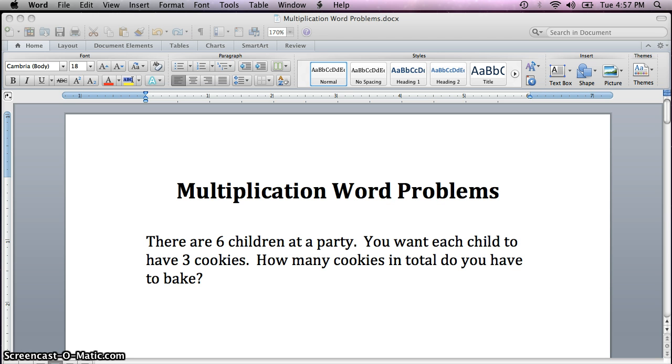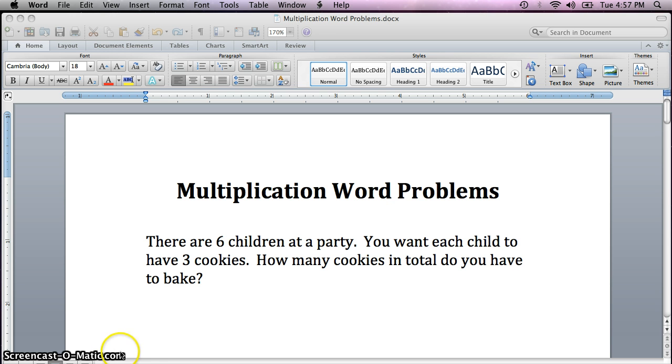Today, we're also going to be looking at keywords and phrases that can help you understand and realize that multiplication is what you're going to need to do. So let's start with this first problem. There are 6 children at a party. You want each child to have 3 cookies. How many cookies in total do you have to bake?